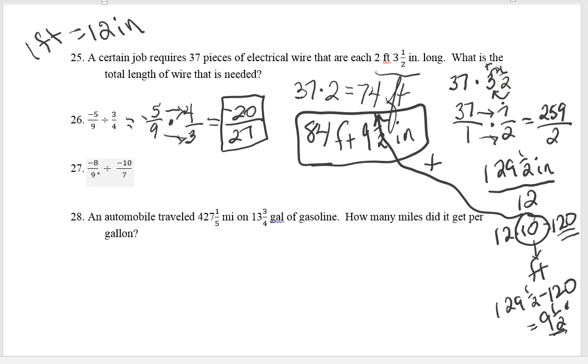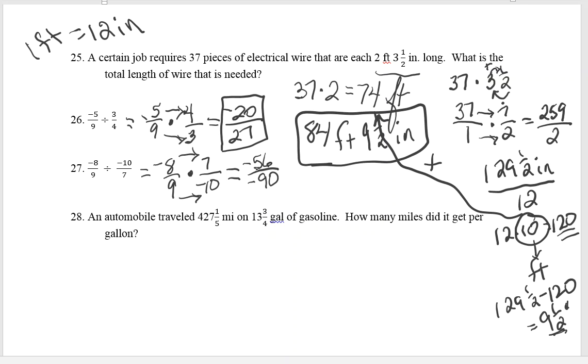So let's look at this one. We leave the front fraction alone. We're going to change the division to multiplication. We're going to take the second fraction and flip it upside down. I did go ahead and leave the negative with the 10. You can do that, or if you have a different way, that's fine. Top times top, bottom times bottom. Negative 8 times 7, negative 56. 9 times negative 10, negative 90.